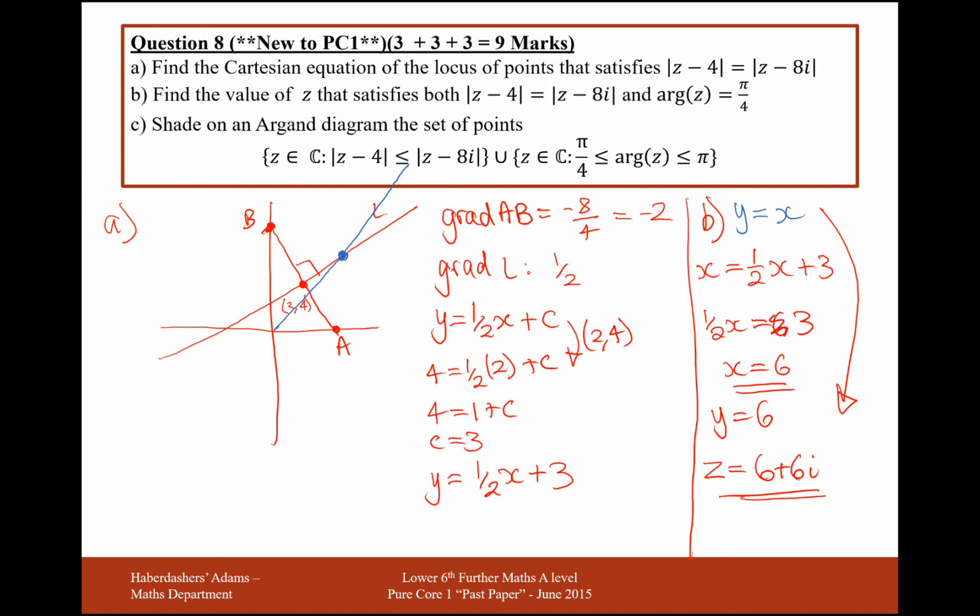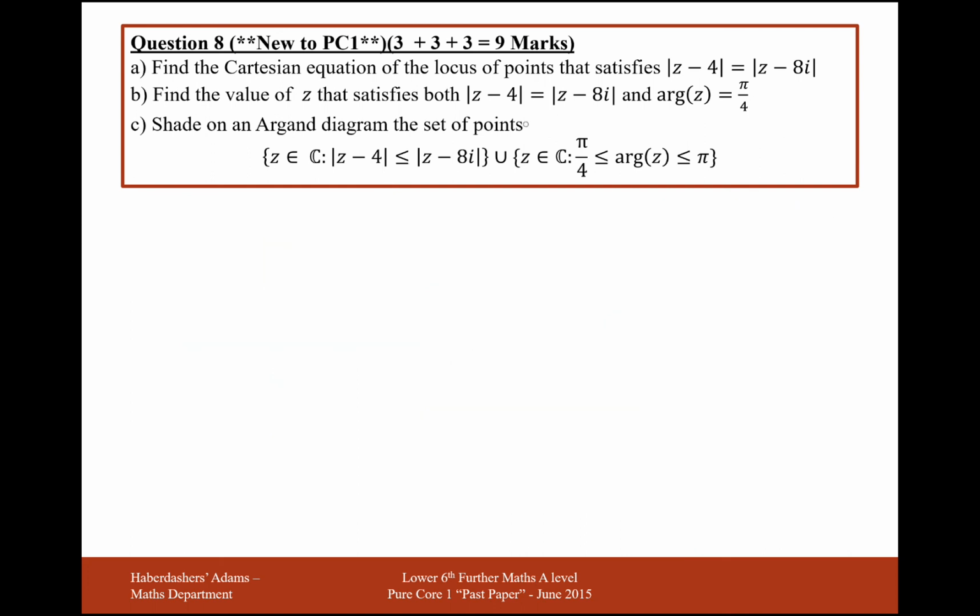Okay, shade on an Argand diagram the set of points for which this condition is true and this condition is true as well. These extra bits here just mean that z is a complex number and are not really important to the question. So let's get back to that diagram and we'll draw something a bit better out.